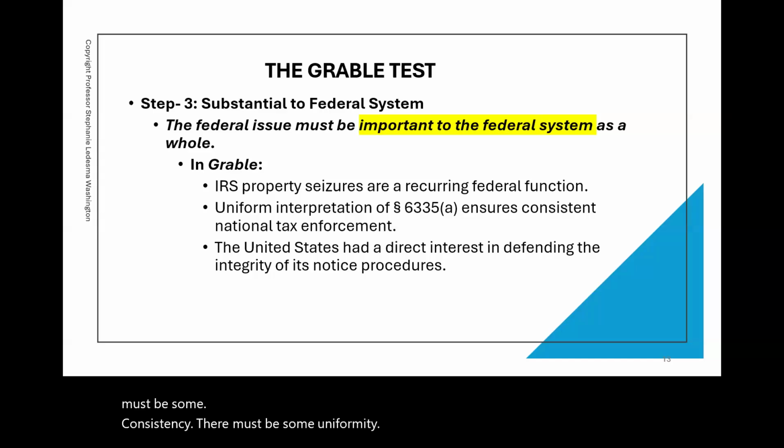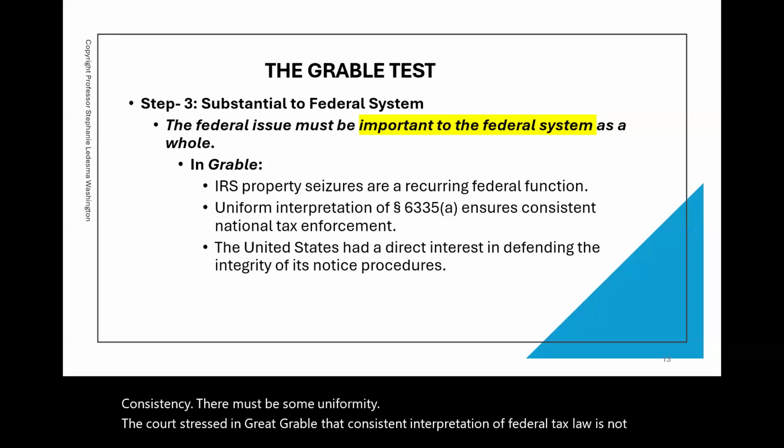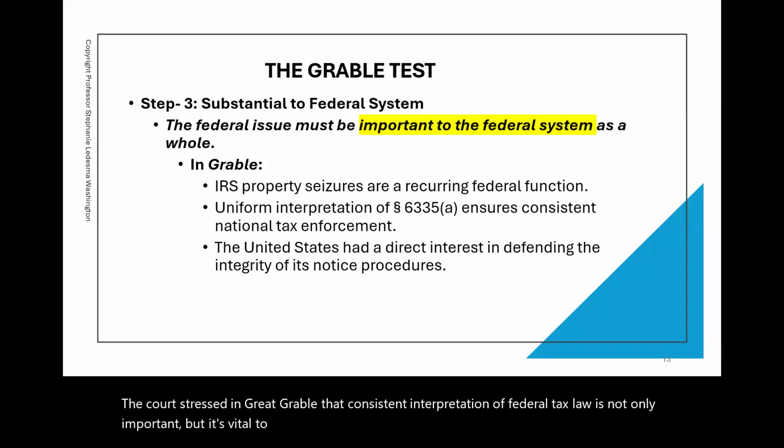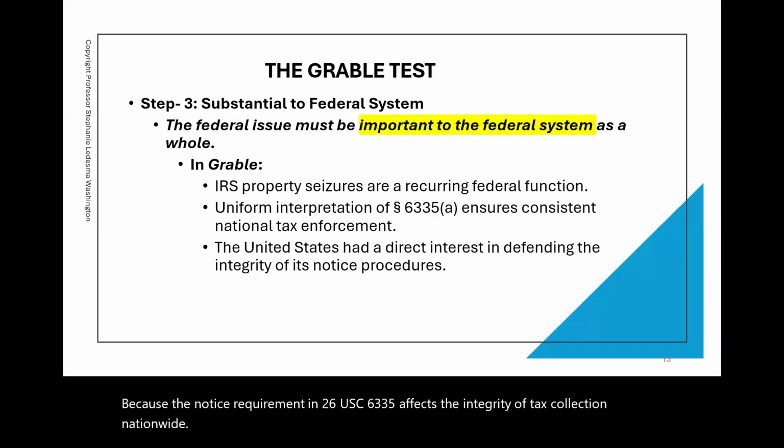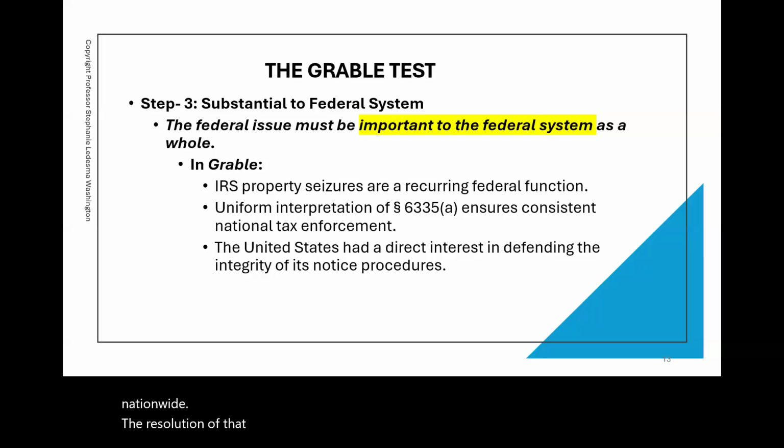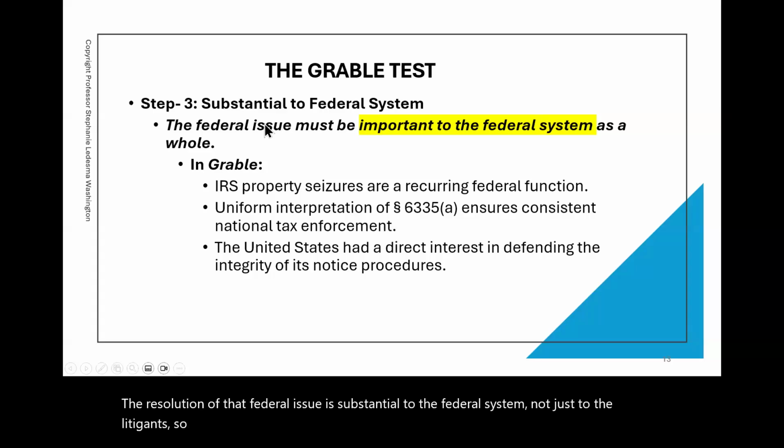The court stressed in Grable that consistent interpretation of federal tax law is not only important, but it's vital to the United States revenue system, because the notice requirement in 26 USC 6335 affects the integrity of tax collection nationwide. The resolution of that federal issue is substantial to the federal system, not just to the litigants. So it's a big deal.